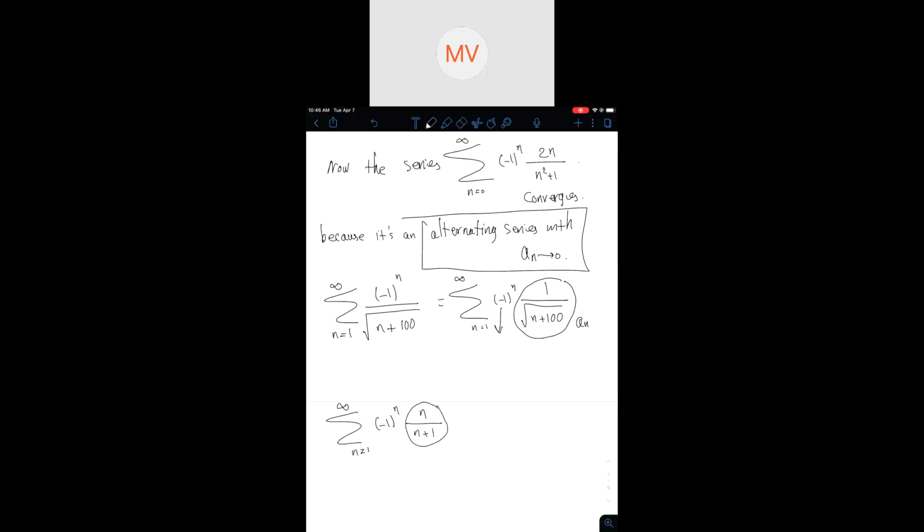We need the condition that this guy approaching 0. Does that approach 0? No. So this one diverges. I'm glad you asked that question. So here, a_n equals n over n plus 1 does not converge to 0. Thus, it diverges.